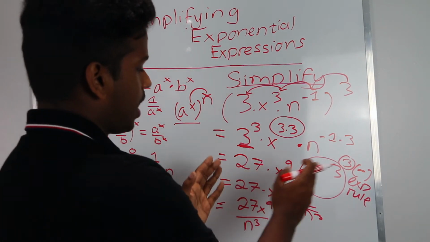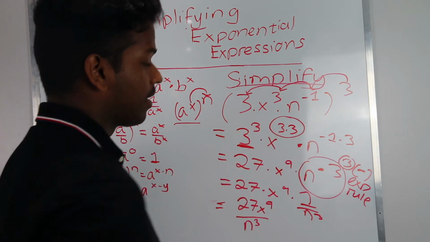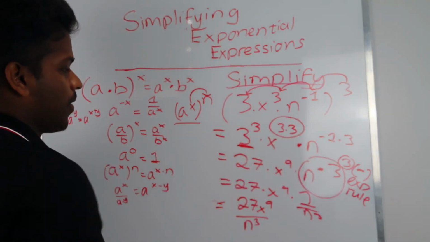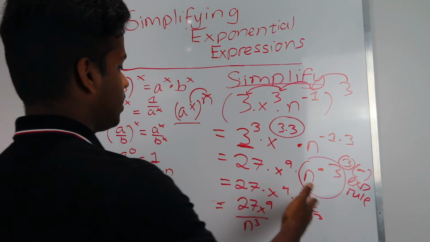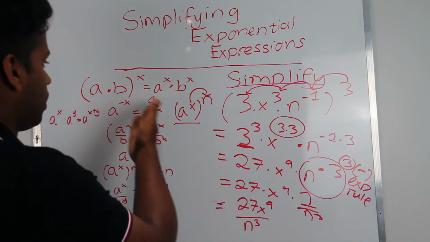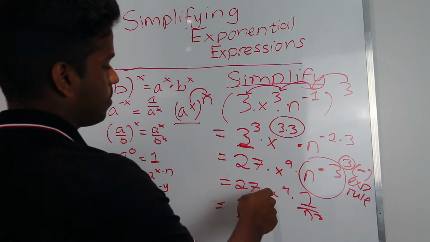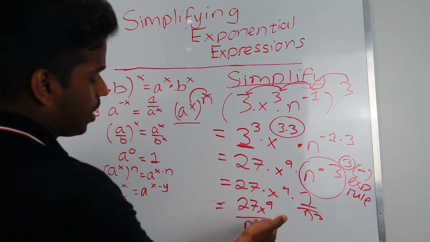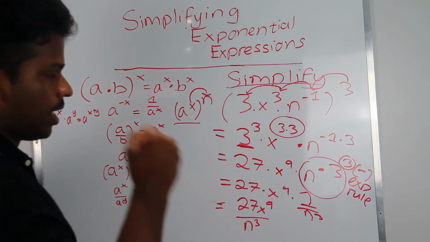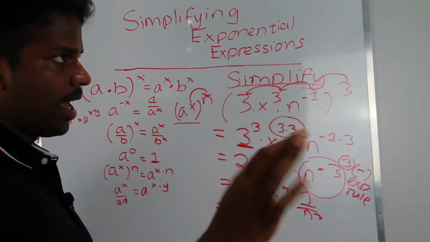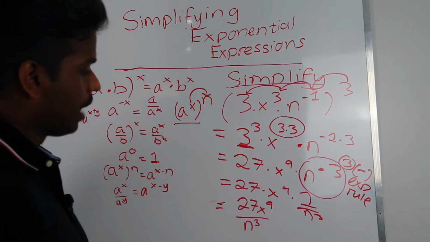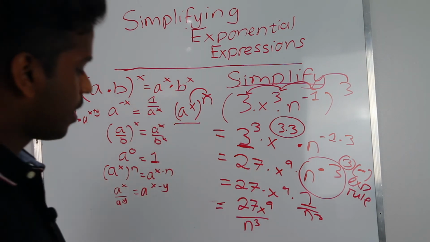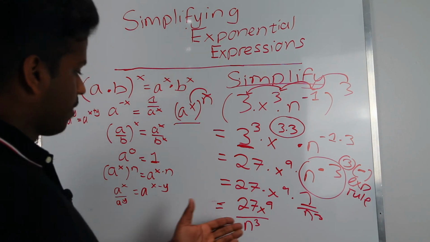We could have multiplied it and got 27x^9 n^-3, but we have a negative exponent rule, so we must use that rule to simplify it properly. Times 1 over n to the power of 3. We're using the reciprocal law, and then we just organize it and multiply it together. We have n to the power of 3 in the bottom, and on top we have 27x to the power of 9. If we are given the values of x and n, we can then solve it, but this is the simplified form.